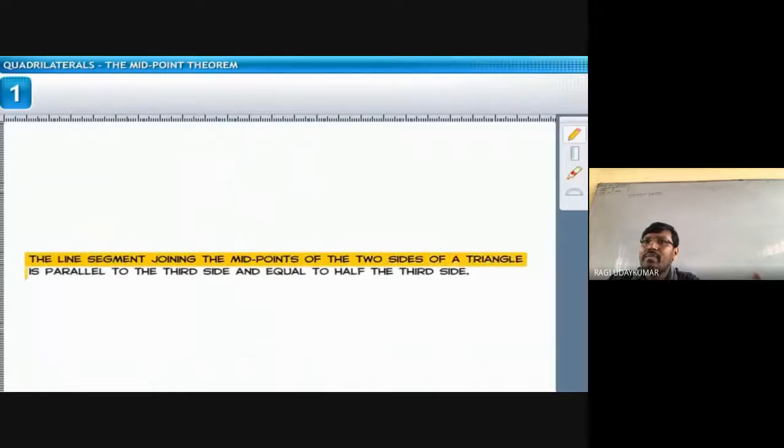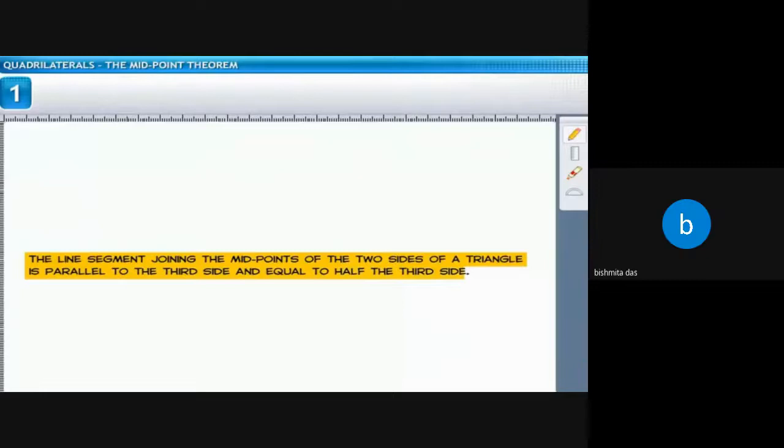So let us see the statement mathematically. Yes, sir. So this is the statement mathematically. What is the statement? Any one of you read, please. The line segment joining the midpoints of the two sides of a triangle is parallel to the third side and equal to half the third side.